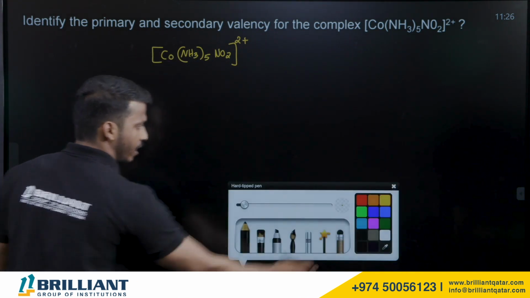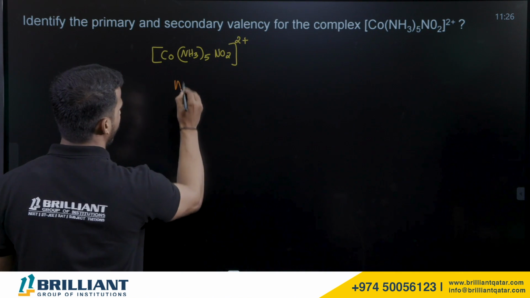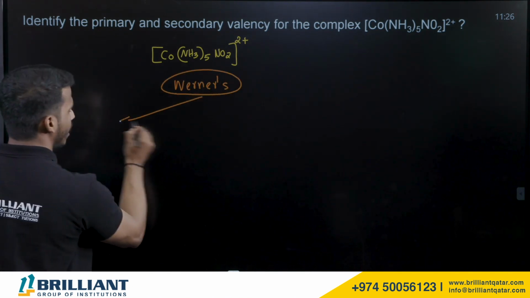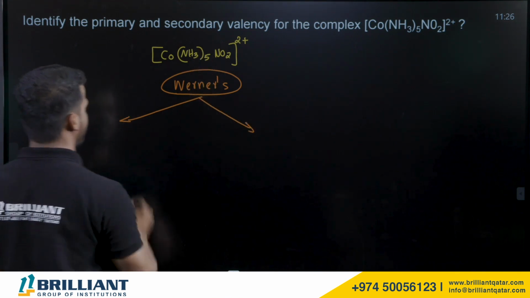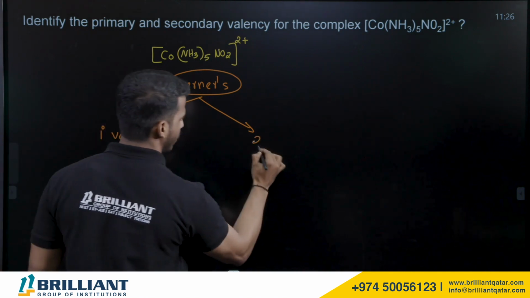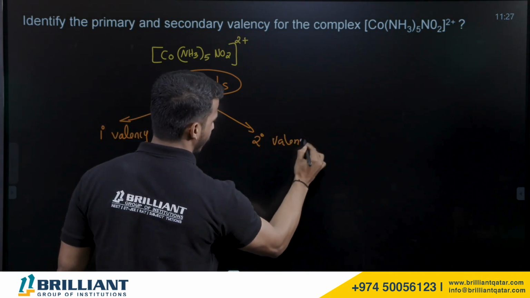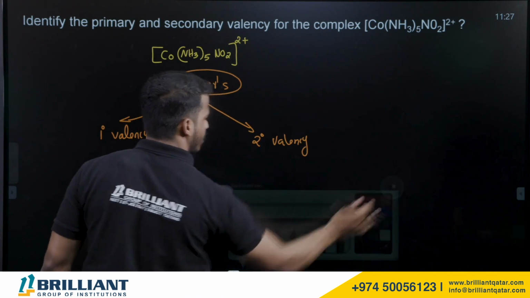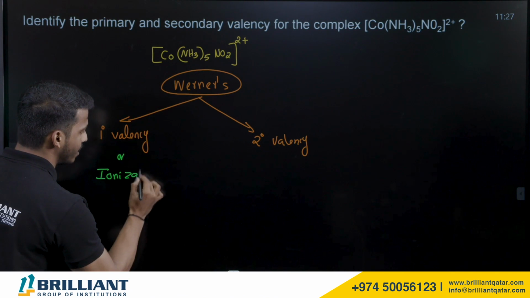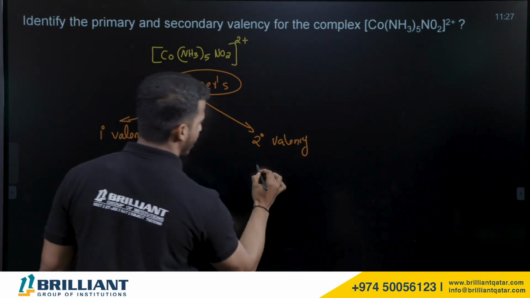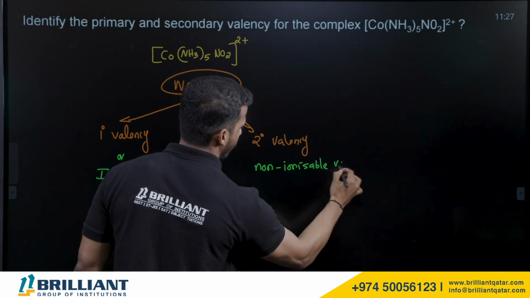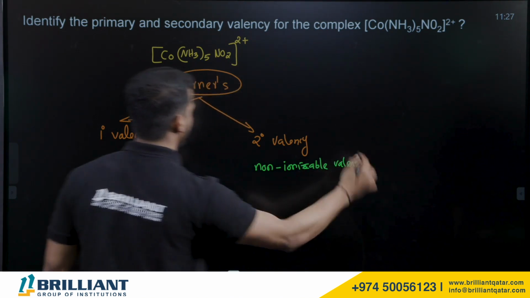We have studied one of the theories called Werner's theory, right? According to Werner's theory, a central metal atom in a complex has two types of valency. One is called primary valency, the other one is called secondary valency. Primary valency is also known as what? Ionizable valency, whereas secondary valency is called what? Non-ionizable valency. Okay, careful all of you.